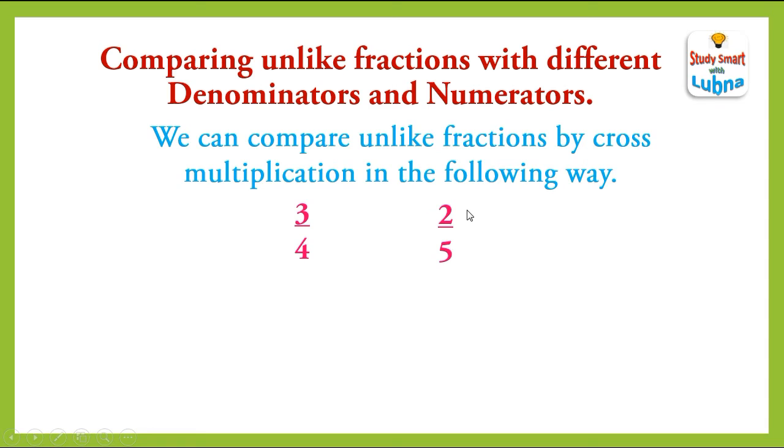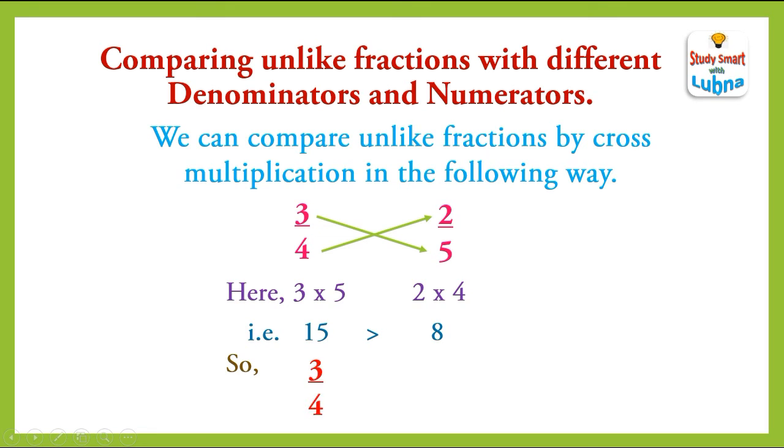In order to compare unlike fractions with different denominators and numerators, we will cross multiply them. We will multiply 3 and 5 and 2 and 4. Like this. After multiplication, we came to know that 3 5s are 15 and 2 4s are 8. So 15 is greater than 8. So we can say the first fraction 3 upon 4 is greater than the second fraction 2 upon 5. In this way we compare unlike fractions with different denominators and numerators.